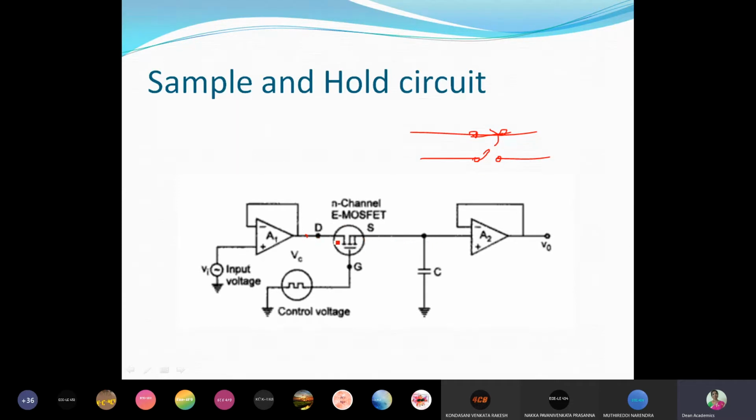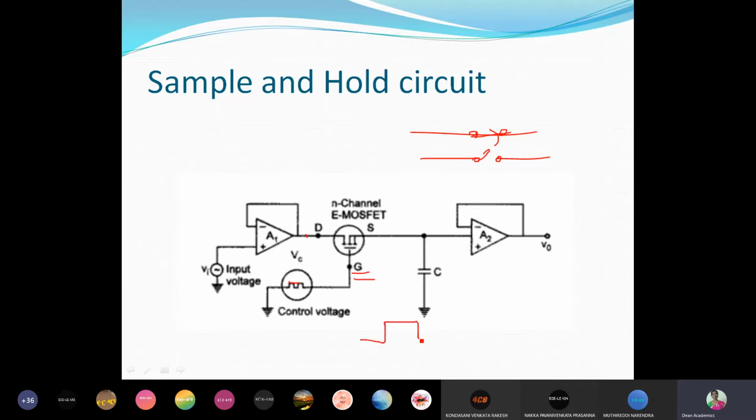Okay, so now this MOSFET acts as a switch, right? Now how this switch is closed and how it is opened: there is a control voltage applied to the gate of the MOSFET, right? So this gate voltage that you apply makes the MOSFET act as a closed switch or as an open switch, right?